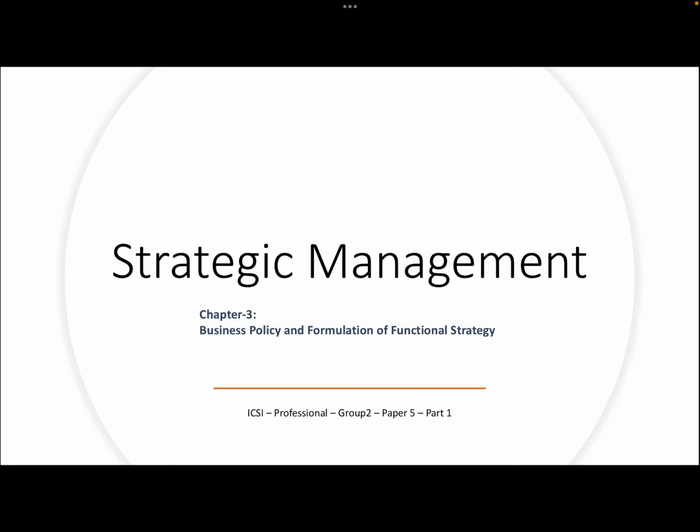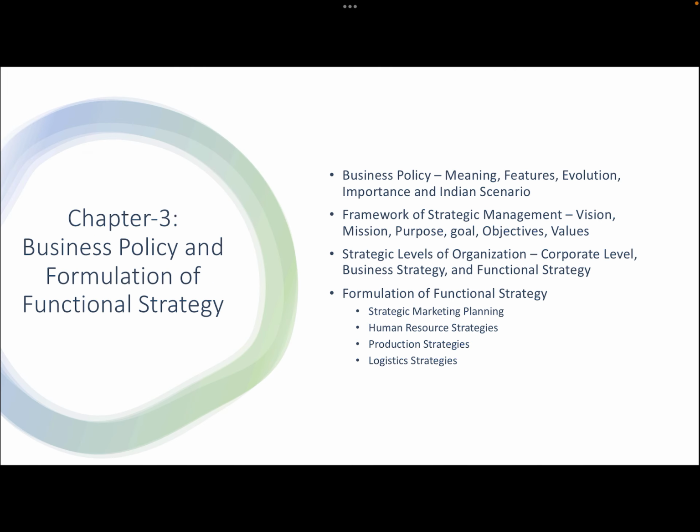And today I'm starting a new chapter, chapter 3, which deals with business policy and formulation of functional strategy. Chapter 3 is subdivided into four sections. In the first section, we will see what is business policy, what are its features, how it evolved, its importance, and the Indian scenario, how it has grown as a discipline in the Indian context, followed by the framework of strategic management, which includes meaning and definitions of vision statement, mission statement, purpose, goal, objectives, and values.